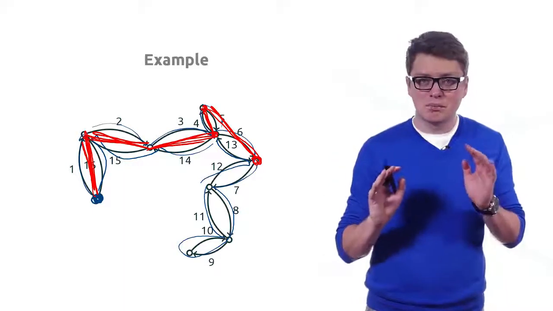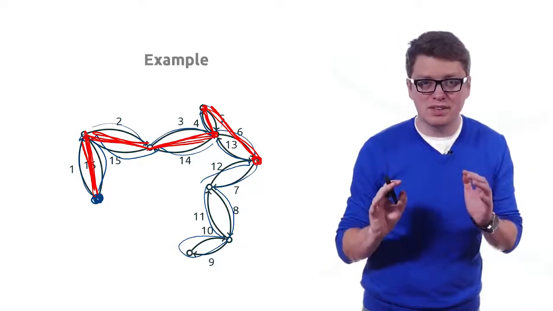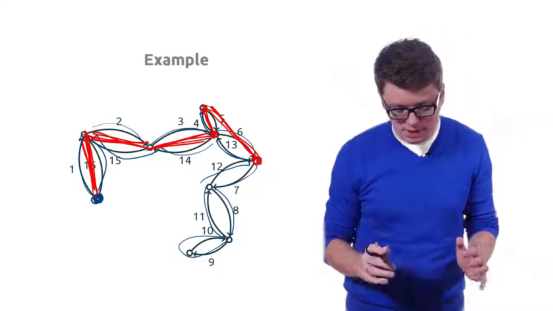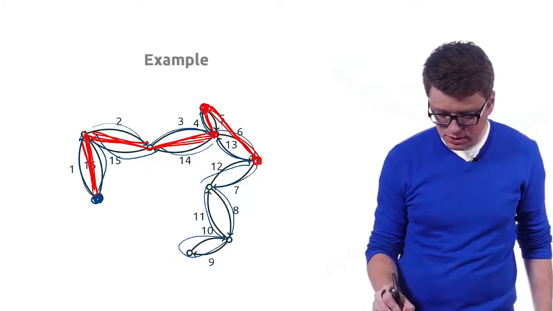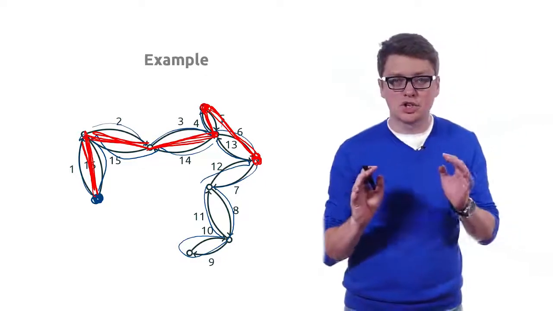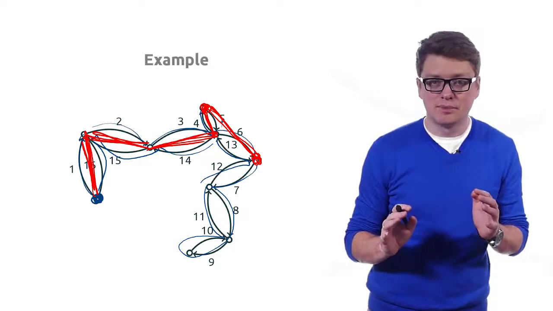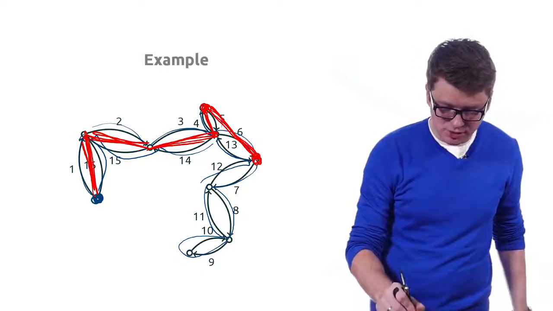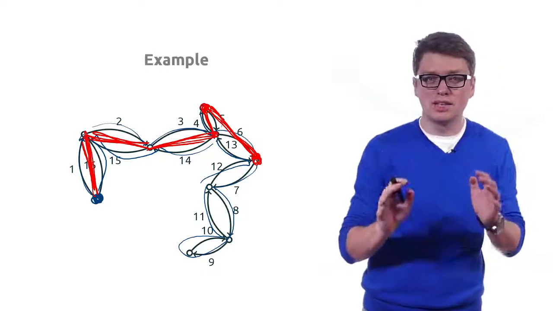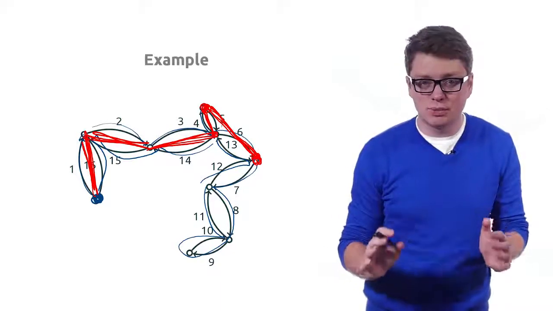And the nice property is that our graph is metric, which means that going directly from this node to this node can only shorten our current cycle. So using this edge instead of edges 5 and 6 can only decrease the length of our current cycle.